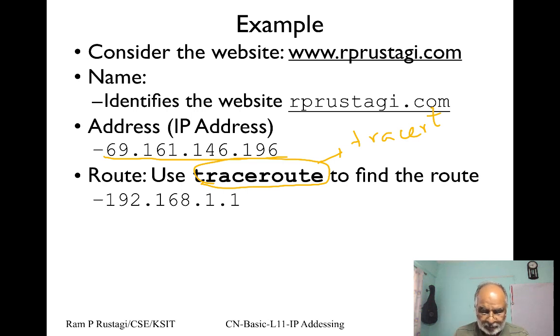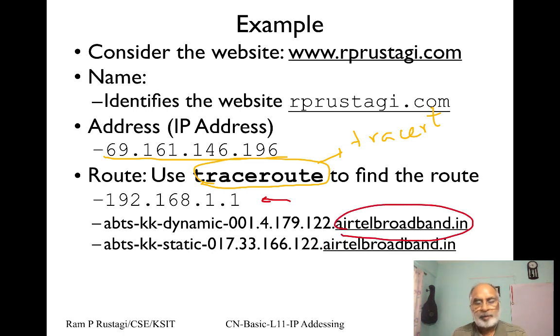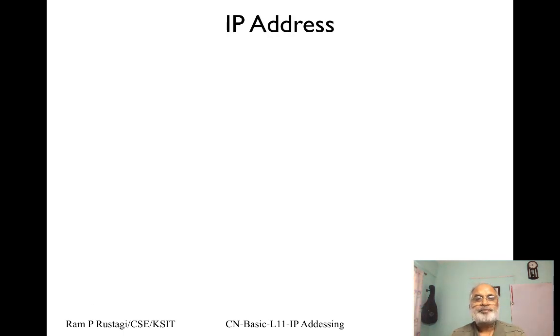The first address is 192.168.1.1. Second, it goes via Airtel broadband because I am connected via Airtel. The next also happens to be Airtel broadband, and so on. And then you can see there will be 17, 18, 20 routers between my home and my site.